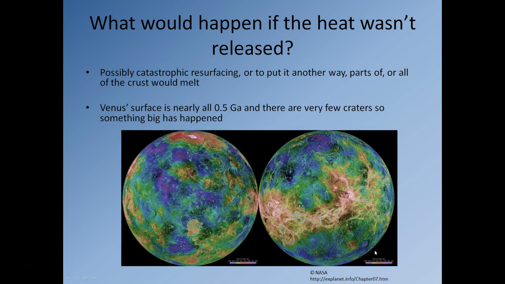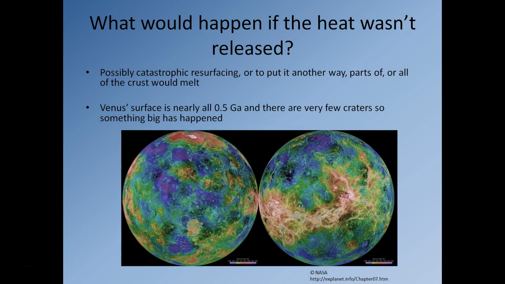Now, Earth also has very few impact craters, but Earth has plate tectonics, so some impact craters in the oceans would have been subducted and lost. And we also have erosion because we have liquid water. So that means impact craters on the continents will get filled in, and once again, we'll lose them. We won't be able to see them. Now, in the case of Venus, there is no plate tectonics and there is no erosion. So the question becomes, where are all the impact craters?